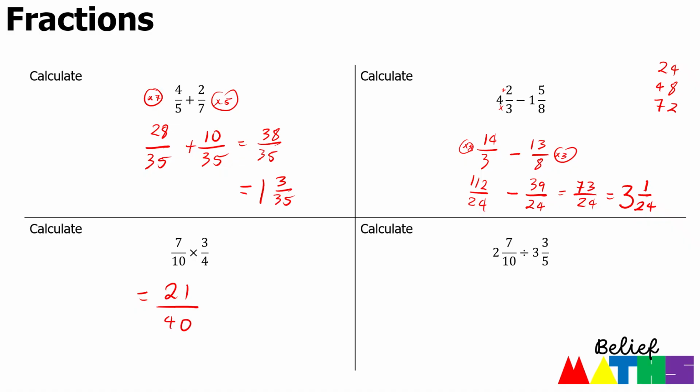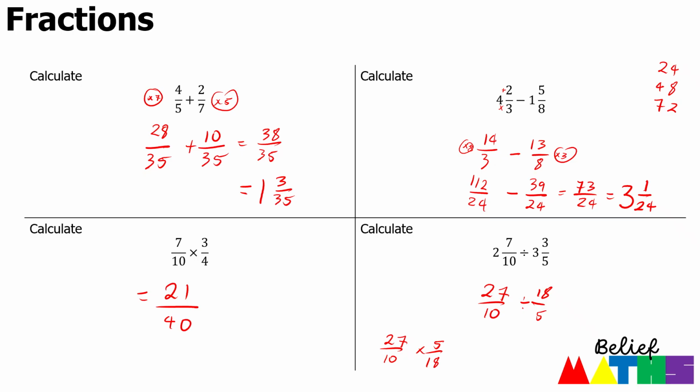Again, with division, we must convert these to improper fractions in this case. So it's 27 over 10 divided by 5 times 3 is 15 plus 3 is 18 over 5. Now, when we divide fractions, we should multiply by the reciprocal of the second fraction. How we often remember that is we keep the first fraction, we change it to multiply, and we flip the second fraction. So this becomes 27 over 10 multiplied by 5 over 18.